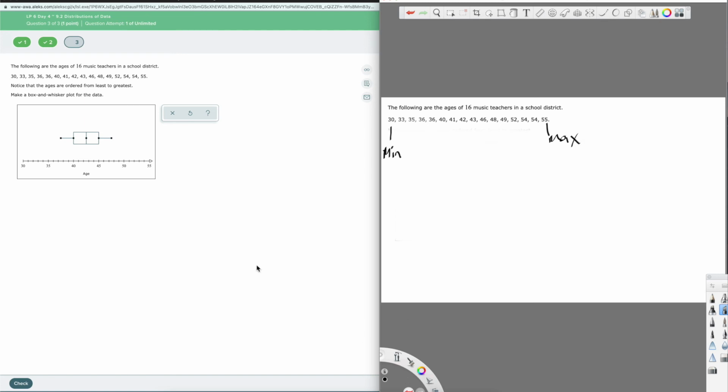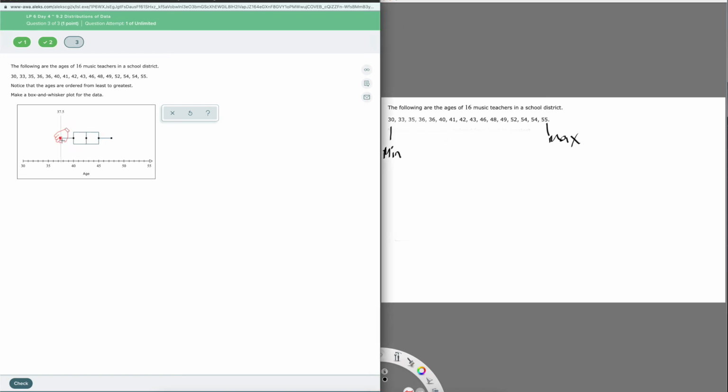So the minimum, and we can drag this as we go. We can wait till we get to the end. Totally depends on your preference. You might want to find all 5 numbers and then go over here and graph. But I can go over here and say, okay, well, the minimum, which is this first whisker, it's the least number is 30. So I need to drag it all the way to 30. And if you look up here above, I can see the 30 there. So that works. So I can drop that there.